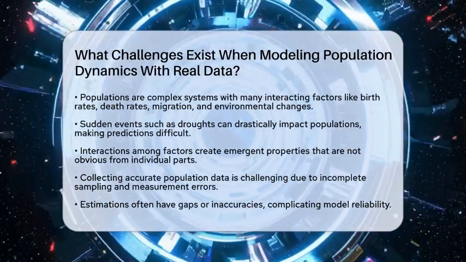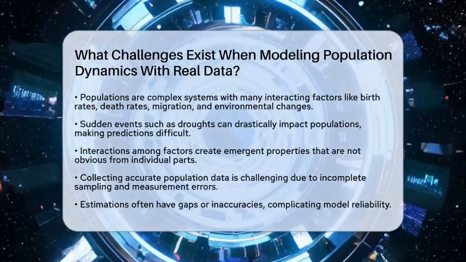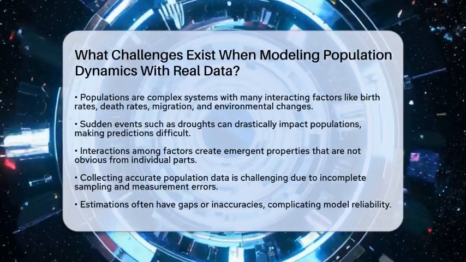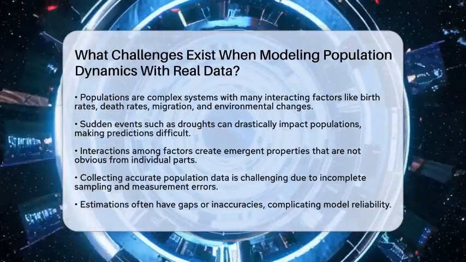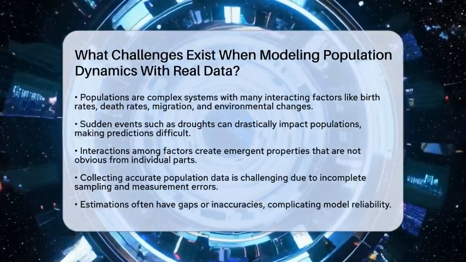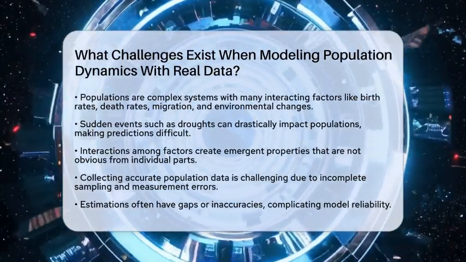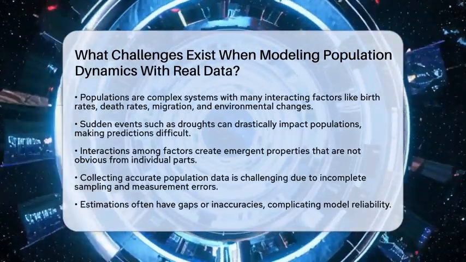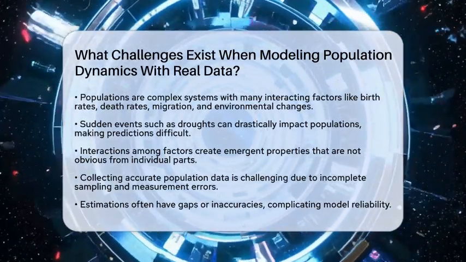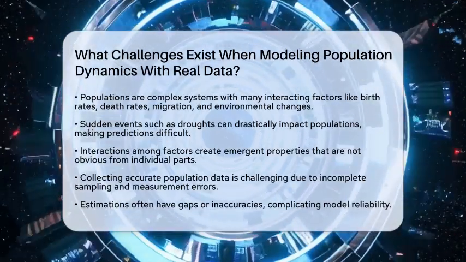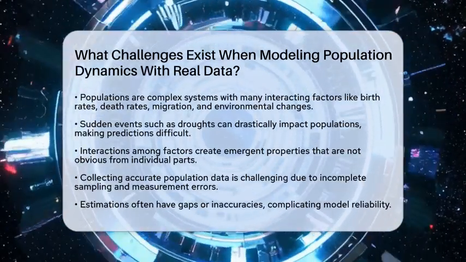First, populations are complex systems. They involve many factors like birth rates, death rates, migration, and environmental changes. These factors interact in ways that are hard to predict. For example, a sudden drought can drastically change the population, but models might not catch that quickly. The interactions among these elements create emergent properties that are not obvious from just looking at individual parts.